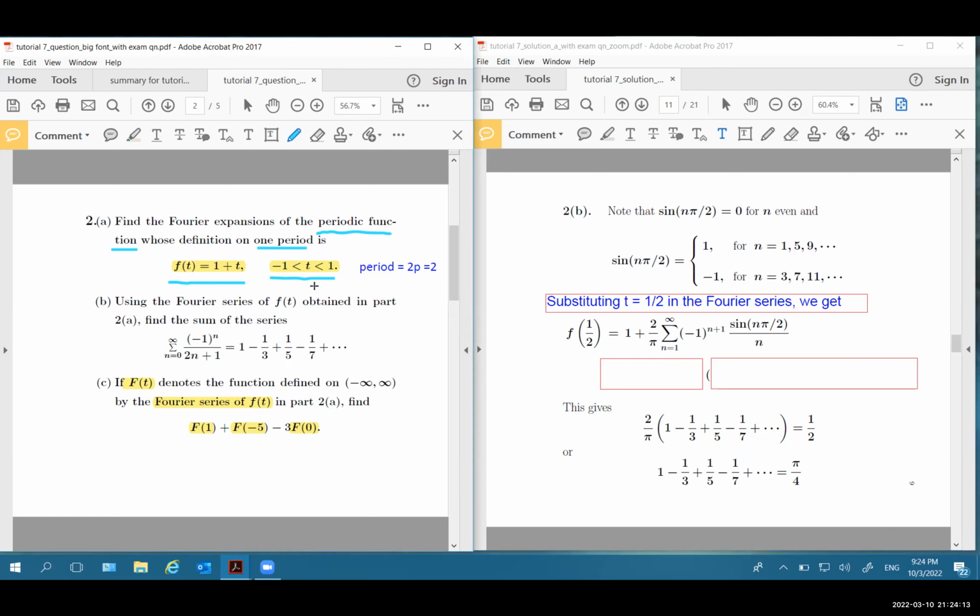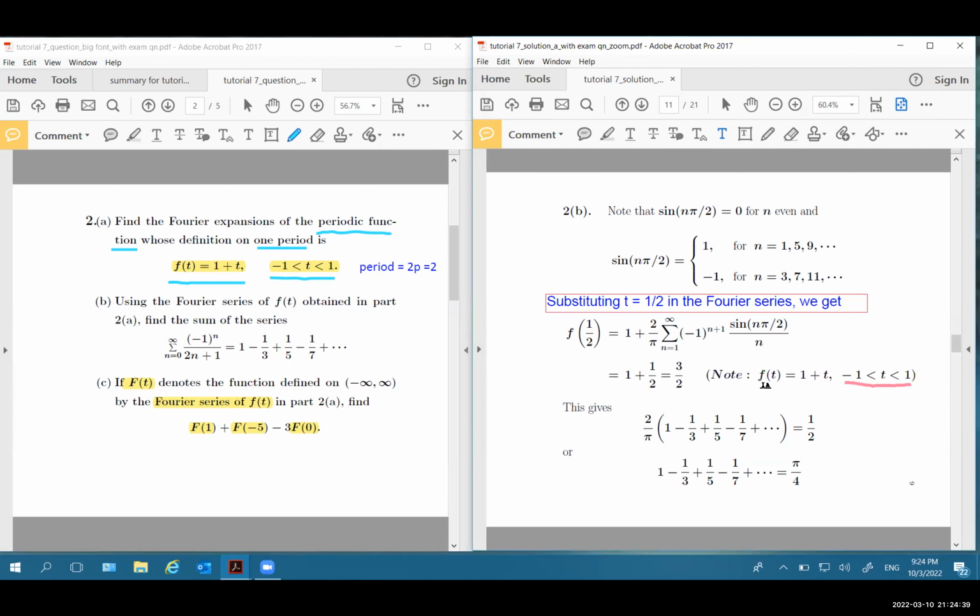Now I'm looking at f half. Half is inside -1 to 1 or not? It is, right? Yeah, half is inside, so therefore, I can just substitute. So f half is going to be 1 plus half. Yeah, so f half here is just 1 plus half. Well, it's just 3/2. And of course, the reason here is because of this function here.